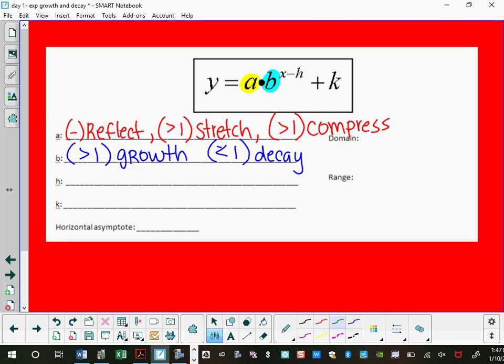Let's fix your sign on compressed. That should be if it's less than 1. So we will typically look at how we just did the growth and decay. We'll typically look at it and say, am I going towards the asymptote or away from it? If you want to look at your equation and see if you can tell what it is, that's fine, but I think that's kind of more confusing.